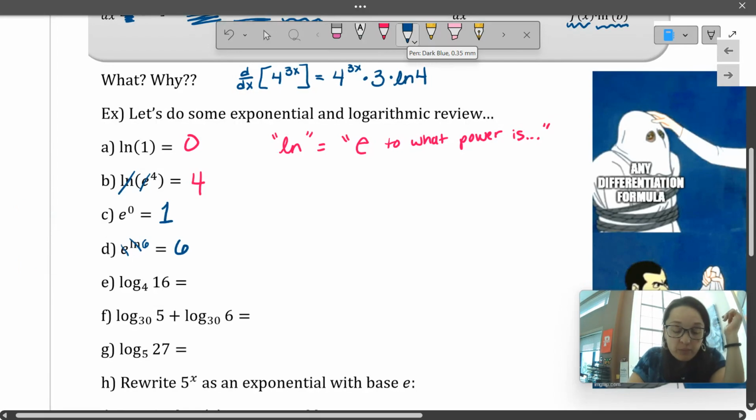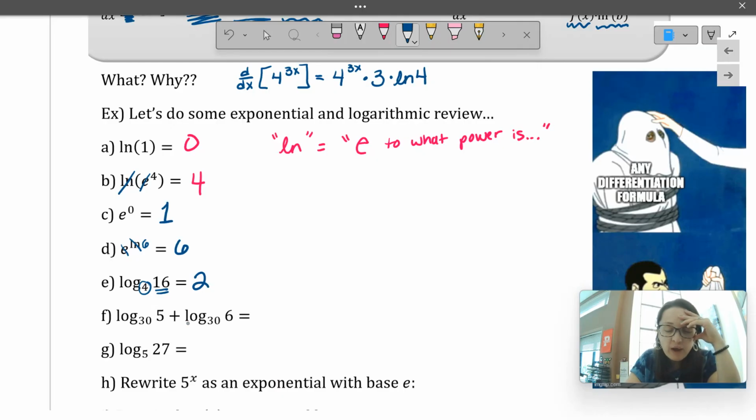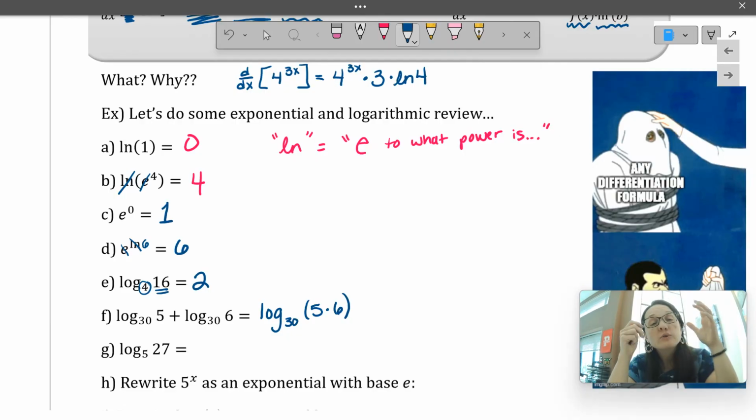Then down here we have log base 4 of 16. That means 4 to what power is 16? 2. F, log base 30 of 5 plus log base 30 of 6. I don't know what log base 30 of 5 is. I also don't know what log base 30 of 6 is, but you know what I do know? I do know if you are adding logs of the same base, you can multiply what you're taking the log of. So log base 30 of 5 plus log base 30 of 6 is the same as log base 30 of 5 times 6, which is 30. 30 to what power is 30? The first power. So that's just to remind you of some log laws.